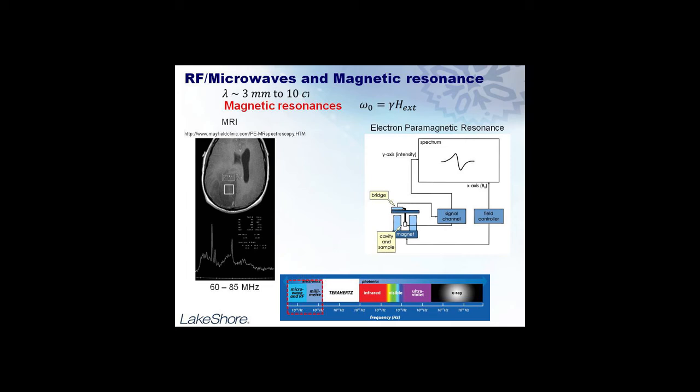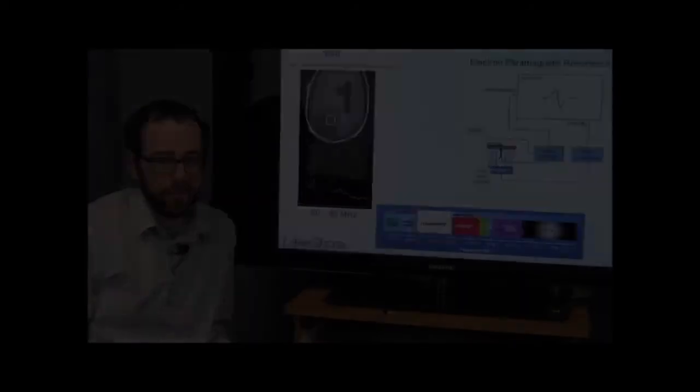The two examples that I give you are magnetic resonance imaging, which is used in hospitals all over the world, as well as electron paramagnetic resonance, which will tell you a little bit about the chemical structure of materials. Okay?